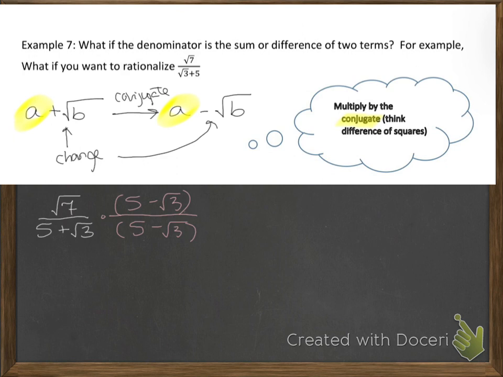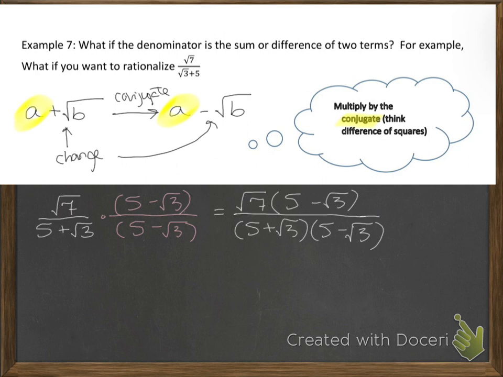We want a rational denominator. Okay? So let's rewrite this. We have the square root of 7 times 5 minus the square root of 3 upstairs. Then we have 5 plus the square root of 3 times the quantity 5 minus the square root of 3 in the denominator.